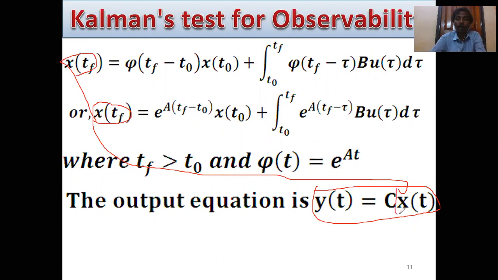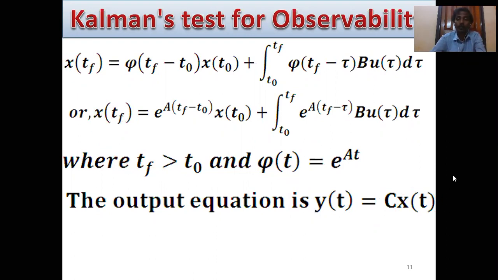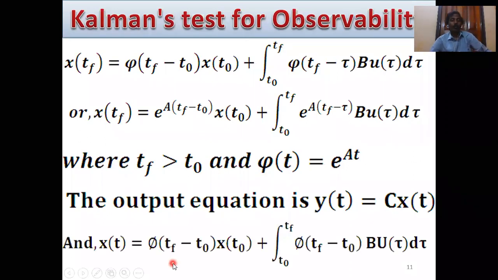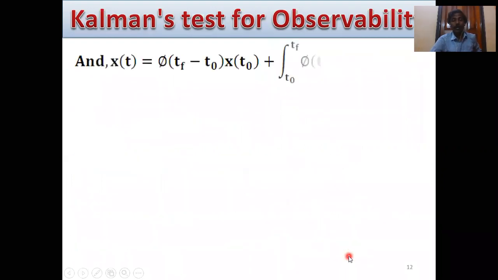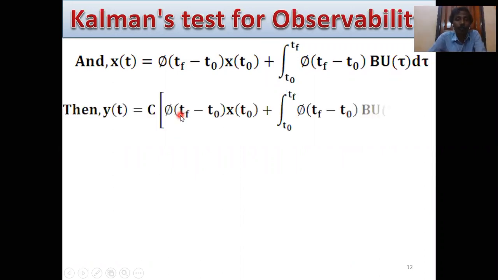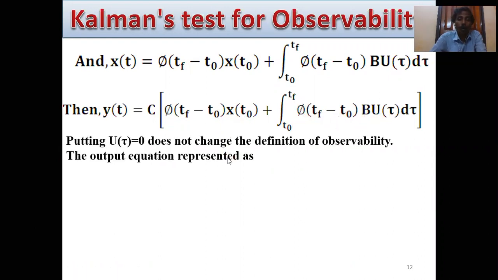Put here the x of t value, and then we get x of t equals phi of tf minus t0 times x of t0, plus the integral from t0 to tf of phi of tf minus tau, b of u of tau d tau. Then we get y equals c into phi of tf minus t0 times x of t0, plus the integral from t0 to tf of c phi of tf minus tau b into u of tau d tau.